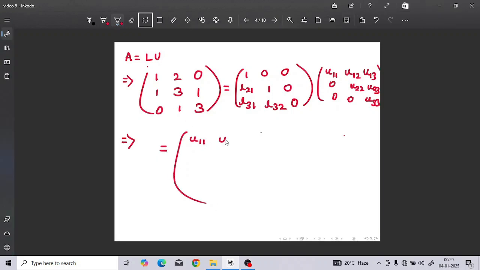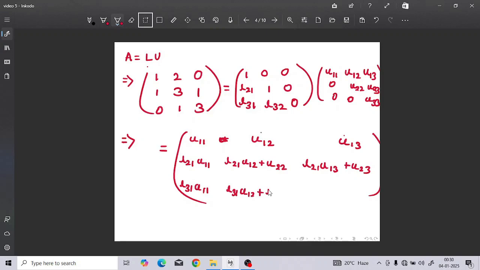The first row is U11, U12, U13. In the second row, I will get L21 U11. Second element will be L21 U12 plus U22. Third element will be L21 U13 plus U23. In the third row, L31 U11, then L31 U12 plus L32 U22. And the last element will be L31 U13 plus L32 U23 plus U33.